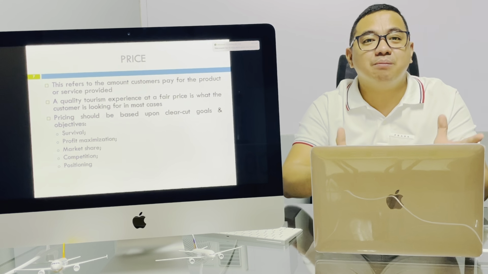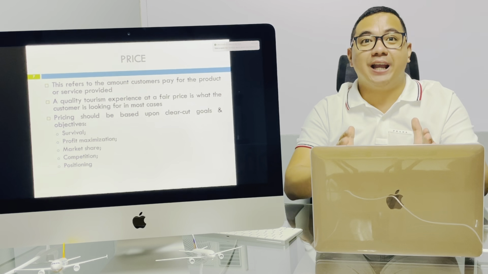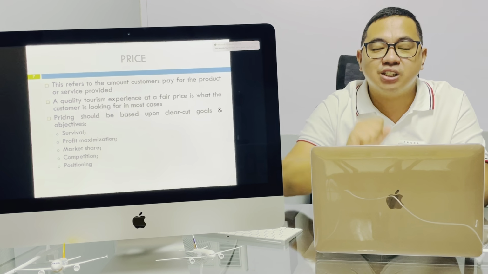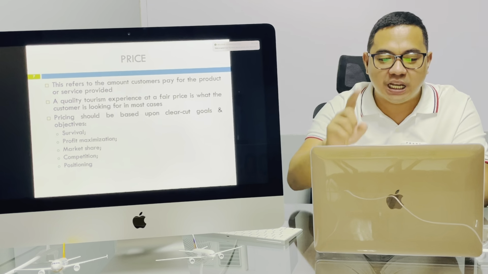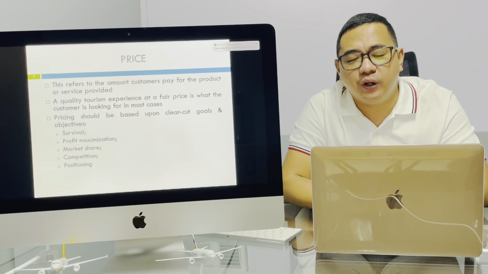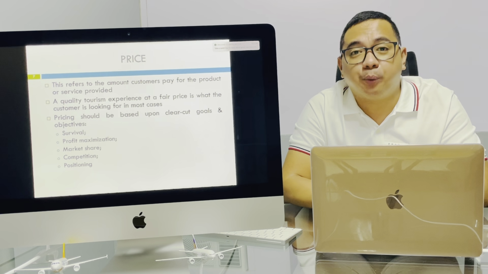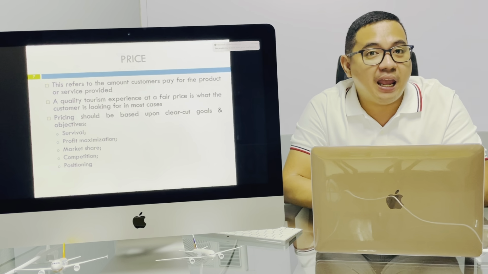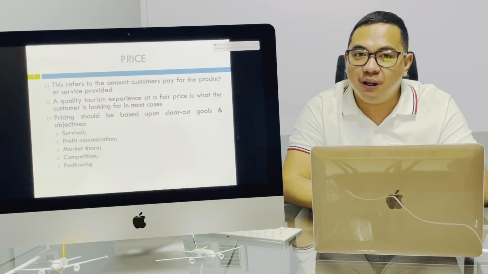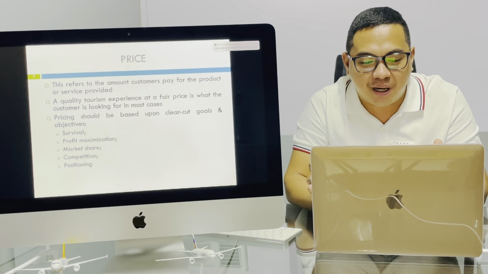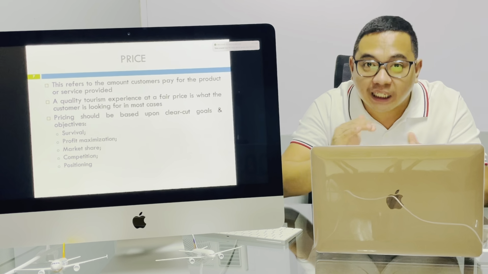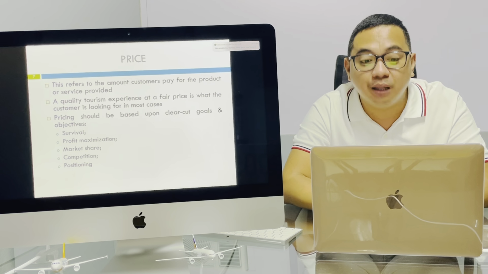So, diin mo i-base ang imo nga pricing. So I have set here some examples. There is a screen. Pricing should be based upon clear-cut goals and objectives. Ano? Ang imo nga survival, of course. Kung ang imo nga product with a price nga hindi man niya makasurvive for the next, let's say, 3 months because maputo ikaw or wala sang may mabakal because it's too expensive, daw hindi man siya manami, right? There should be a profit maximization, market share, competition, and positioning.